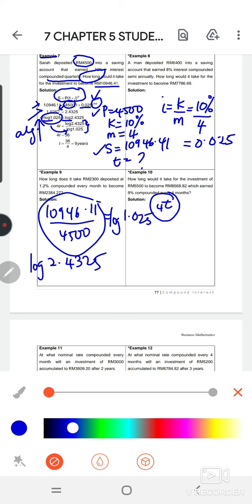This one you can use calculator. And then your 4T equals to 36 and T equals to 36 divided by 4. So it is equals to 9 years. Okay, so yang ni cara nak kira benda yang sama, cuma dia beza, dia nak cari nilai T. Okay, so you can solve example 8. Example 8 ni pun sama, dia bagi dia deposit 6,400. This one P, so yang ni S, yang ni K compounded semi-annually, yang ni nilai M. So try buat example 8, 9, 10.